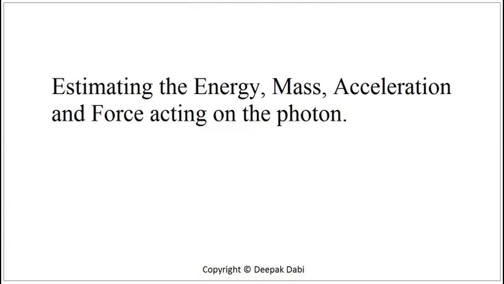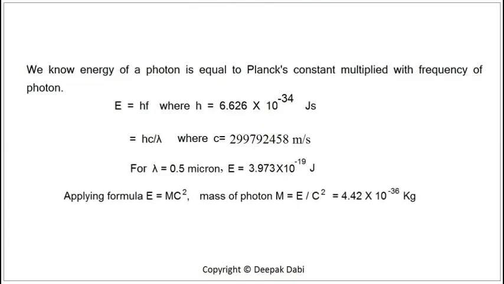We can get a rough estimate of its energy, mass, acceleration and force acting on the photon. We know the energy of a photon is equal to hf, where h is Planck's constant and f is the frequency of the photon. f is also equal to c by lambda, where c is the velocity of light and lambda is the wavelength of the photon. So for a photon of wavelength nearly 0.5 micron, say green light, its energy is 3.973 into 10 to the power minus 19 joules.